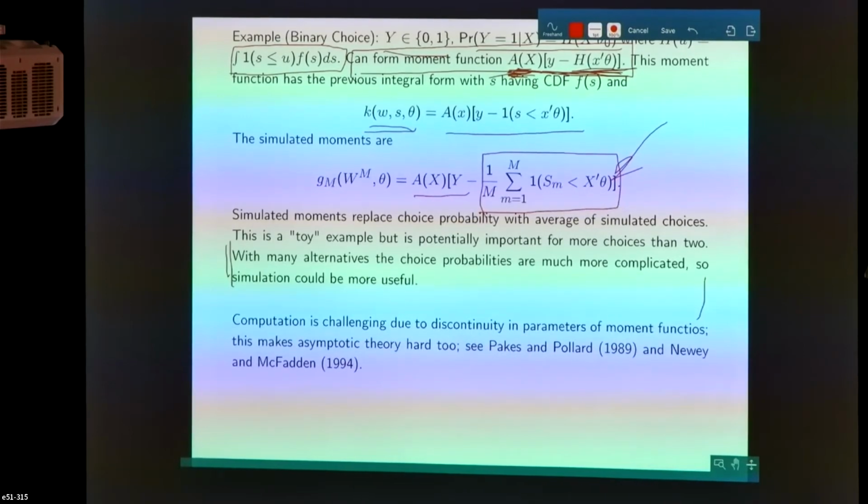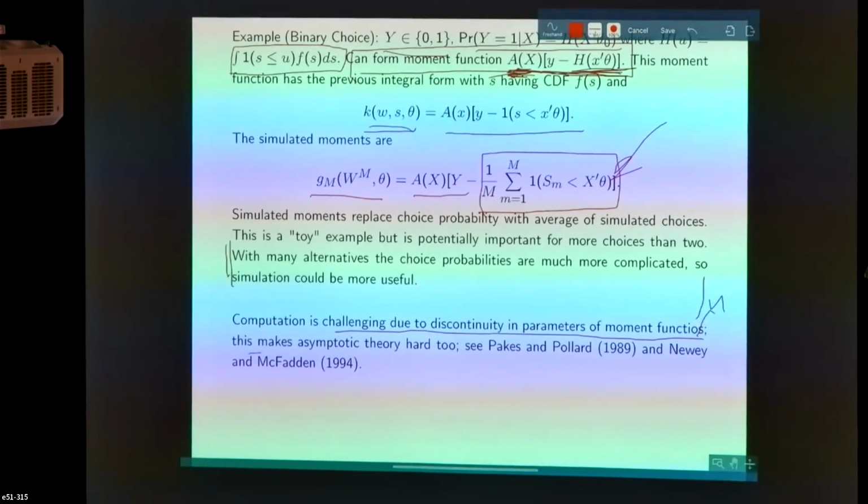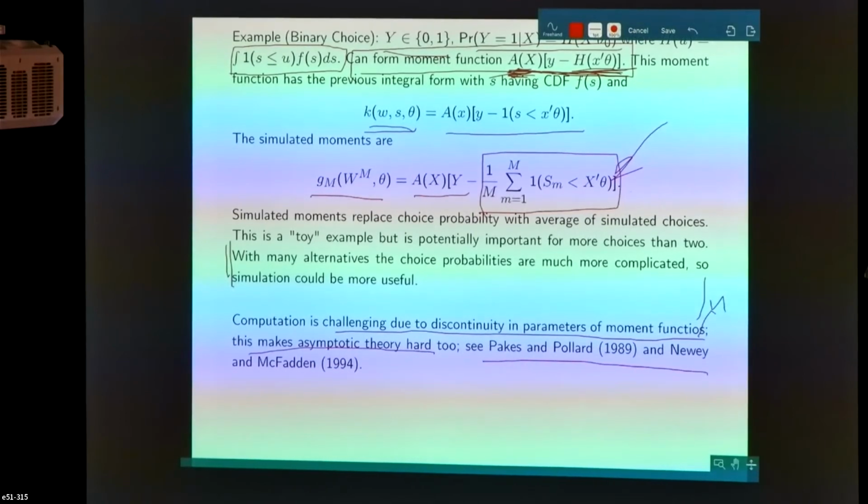And the computation of the estimator here is challenging. You're going to do GMM here. What we're talking about now is you take these as the moment functions. They're discontinuous in theta, so you're going to try to do GMM where you're minimizing this quadratic form in functions that are discontinuous in theta. That's challenging because of the discontinuity in the parameters of the moment functions. And it makes the asymptotic theory hard too. And that was the contribution of Pakes and Pollard.